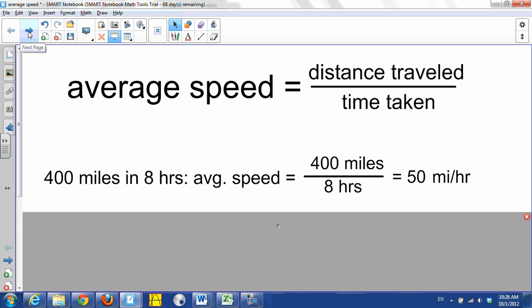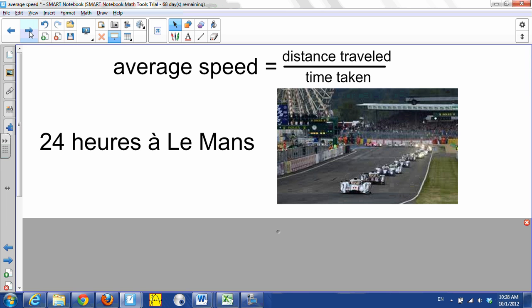Okay, speaking of traveling in cars, very fast. We're going to use this formula, average speed equals distance traveled divided by time taken, in the context of 24 heures du Mans, which translated is 24 hours at Le Mans. Le Mans is a city in France that has this annual auto race. It's actually the oldest current auto race.